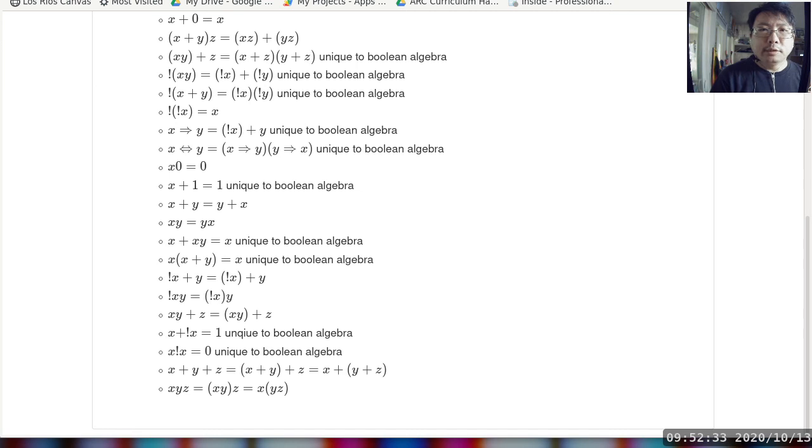So between all of these, that's what you need to use for the homework assignment. I know it sounds like a lot, but many of these rules you already know. Like associative, commutative, one of the distributions, and some of the identities you already know. So the ones that I marked here as unique to Boolean algebra are the ones that you are probably not familiar with yet. So you want to pay attention to those.